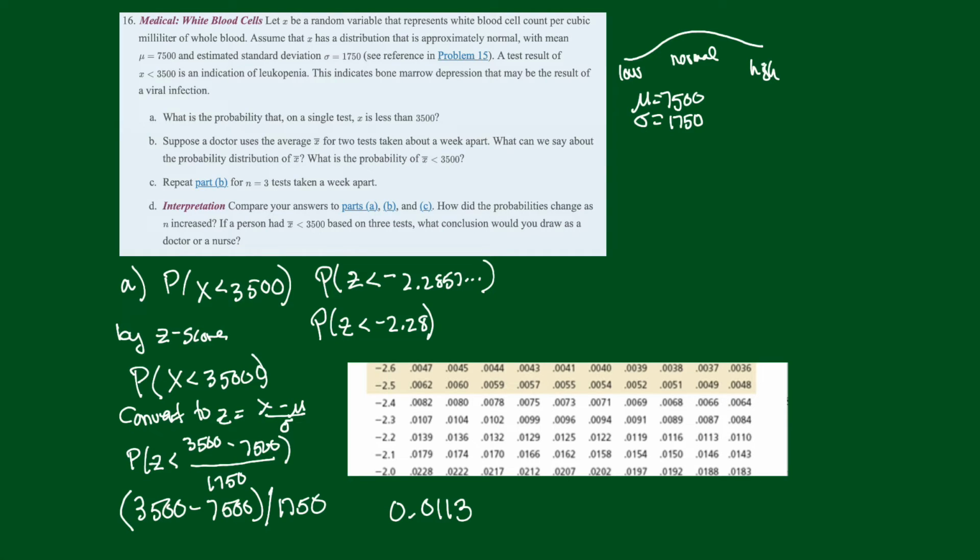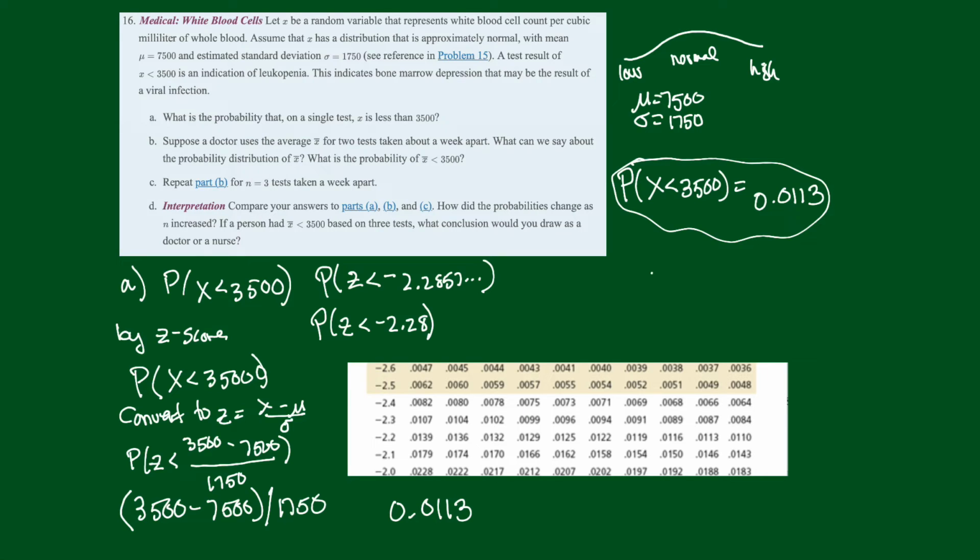0.0113. And let me summarize it right here. This says the probability that some person goes in, gets a blood test, and that person's white blood cell count comes out to be less than 3,500. The probability of that happening is 0.0113.